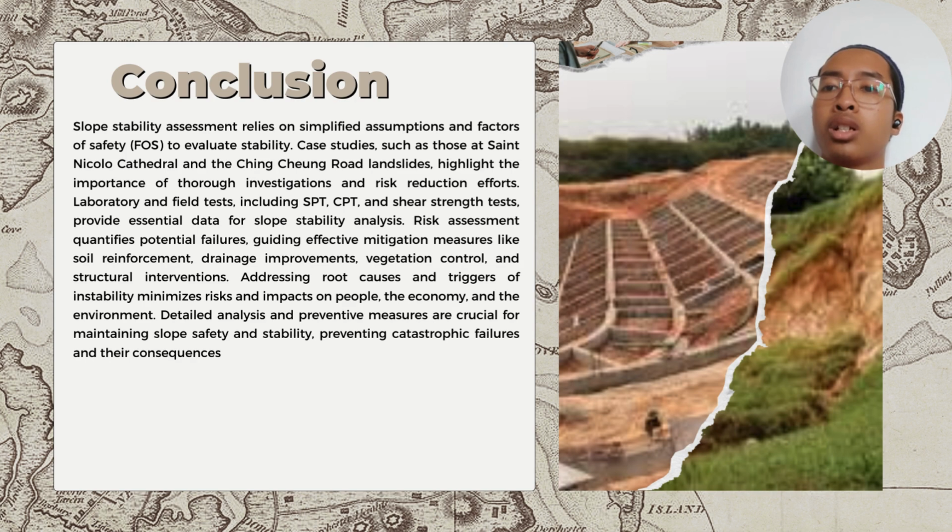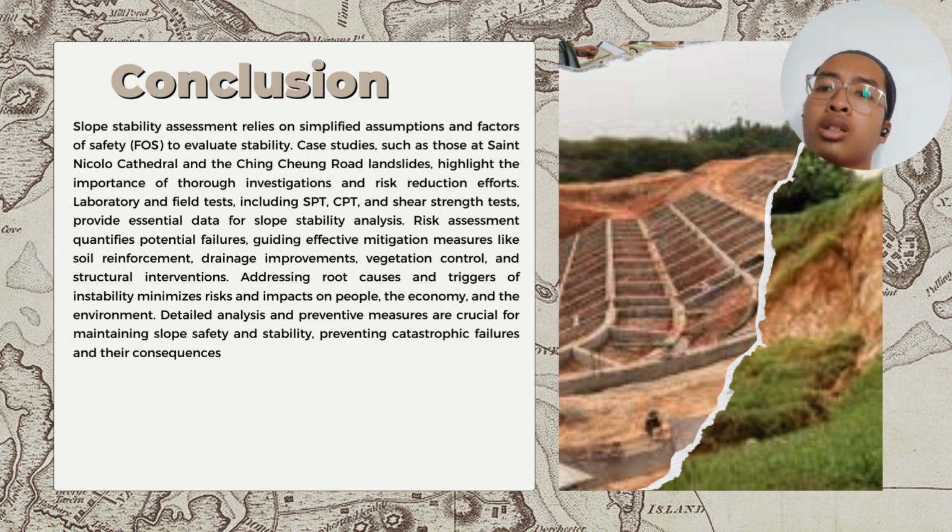The case studies, including the soil dynamics at Saint Nicola Cathedral, the evaluation of the Jika Gali landslide and Chingchua Road landslide, and slope failure in Hokkaido, vividly demonstrate the significance of thorough investigation and targeted effort to reduce risk. Understanding soil behavior under varying conditions and implementing sustainable stabilizing techniques can prevent slope failure and its adverse impact. Laboratory and field tests, including the standard penetration test (SPT), cone penetration test (CPT), and shear strength test, furnish crucial data for refining and validating soil models used in slope stability analysis.